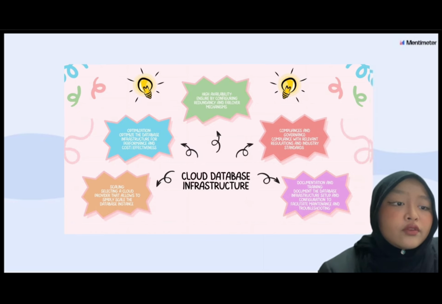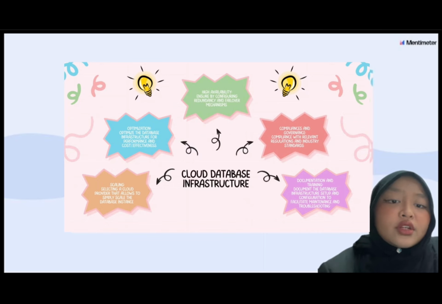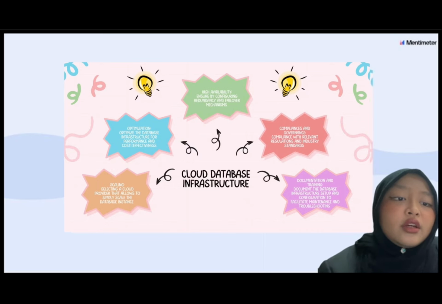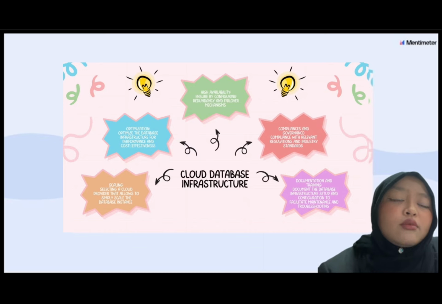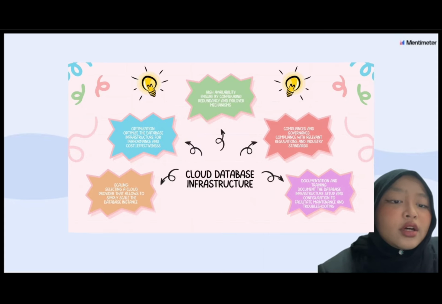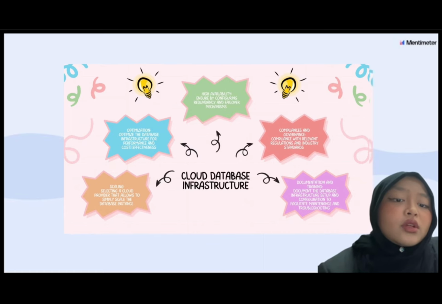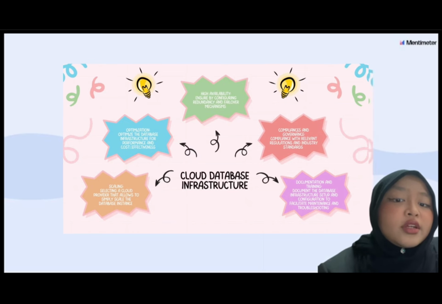This may involve vertical scaling, which is increasing the resources of your existing instance, or horizontal scaling, which is adding more instances. Number 7 is optimization. For optimization, you have to continually optimize your database infrastructure for performance and cost effectiveness. This includes tuning database parameters, optimizing queries, and leveraging caching and indexing.